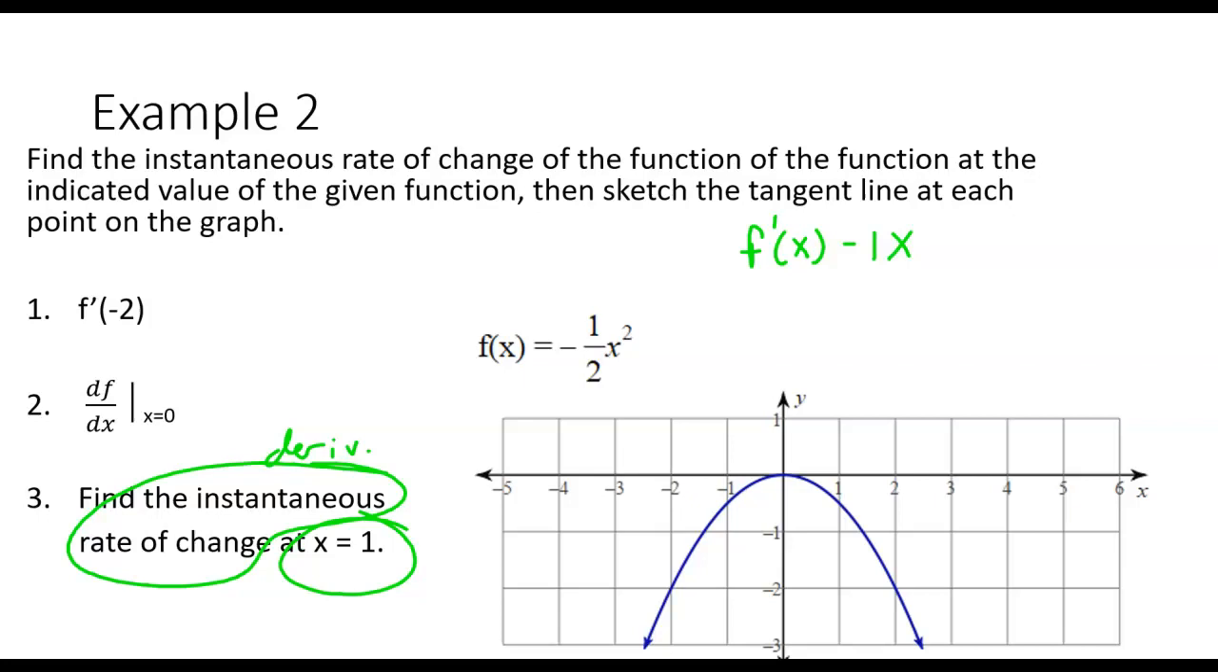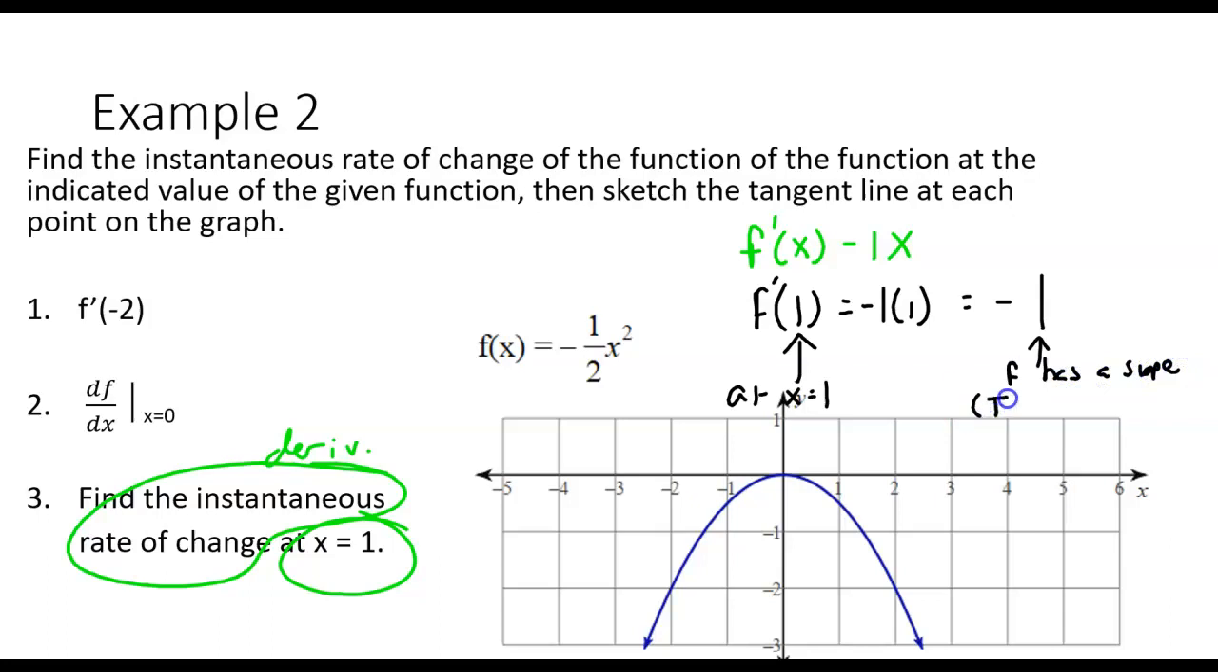See if you can do it in your head. Well, to find what the instantaneous rate of change is at 1, all you would have to do is plug in 1. And you get negative 1. So that means at x equals 1, f has a slope, also known as an instantaneous rate of change, of negative 1, I'm sorry.